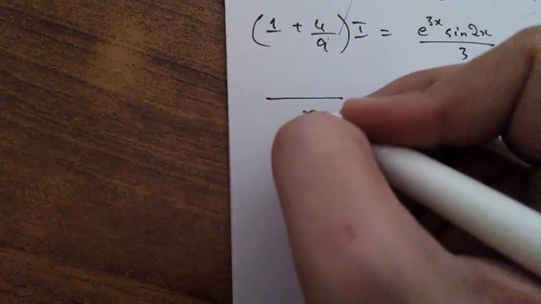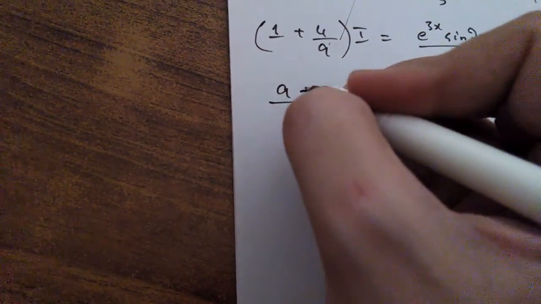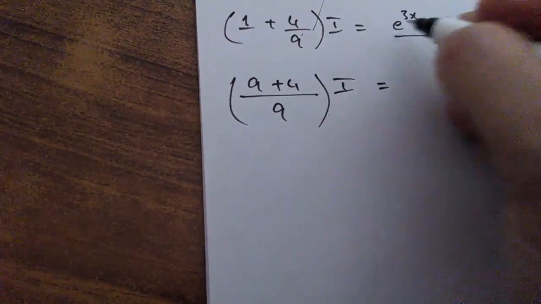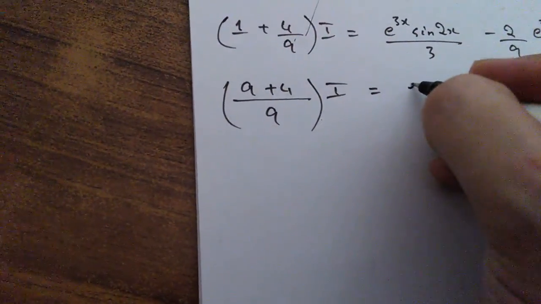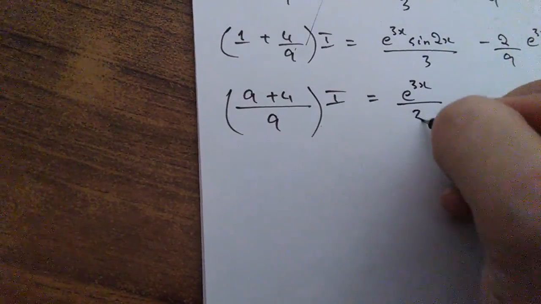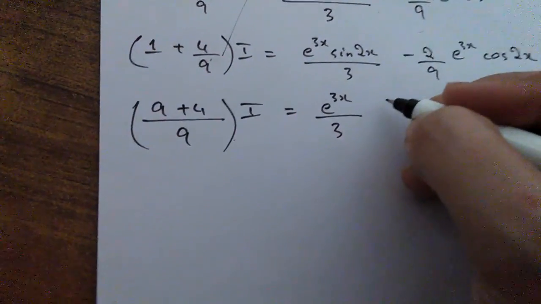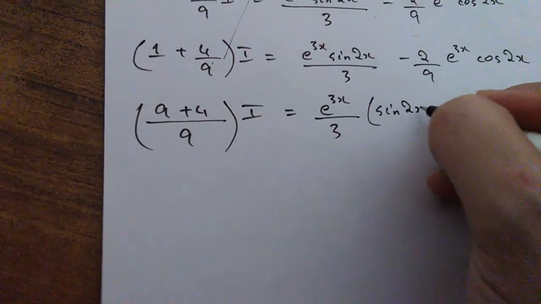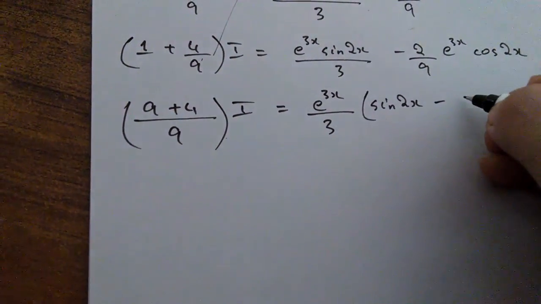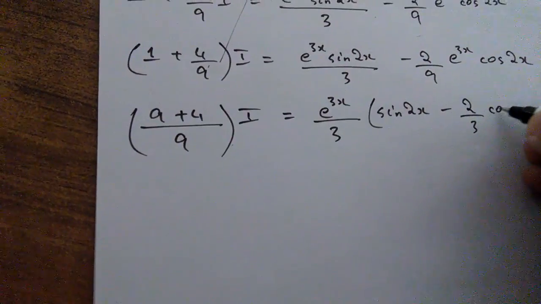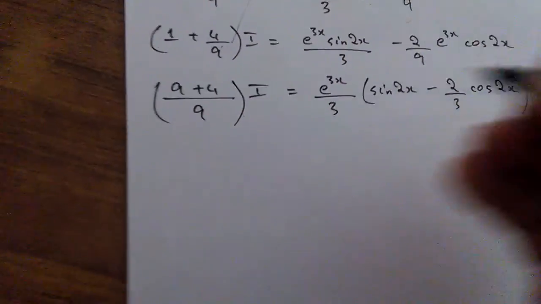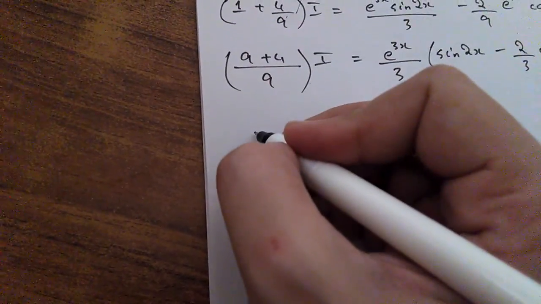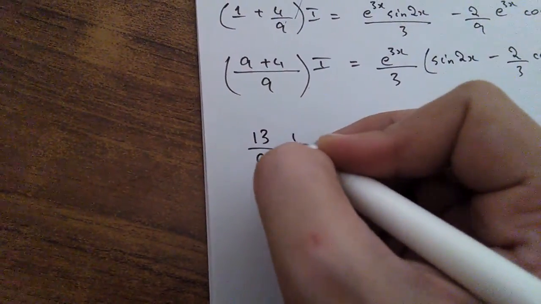So while taking out the LCM, you're having 9, and 9 plus 4 times I. And in these two terms, I can take out e power 3x upon 3 common. So inside, just this is left, 2 by 3 cos of 2x. Okay, and this is going to give me 13 by 9 into I.